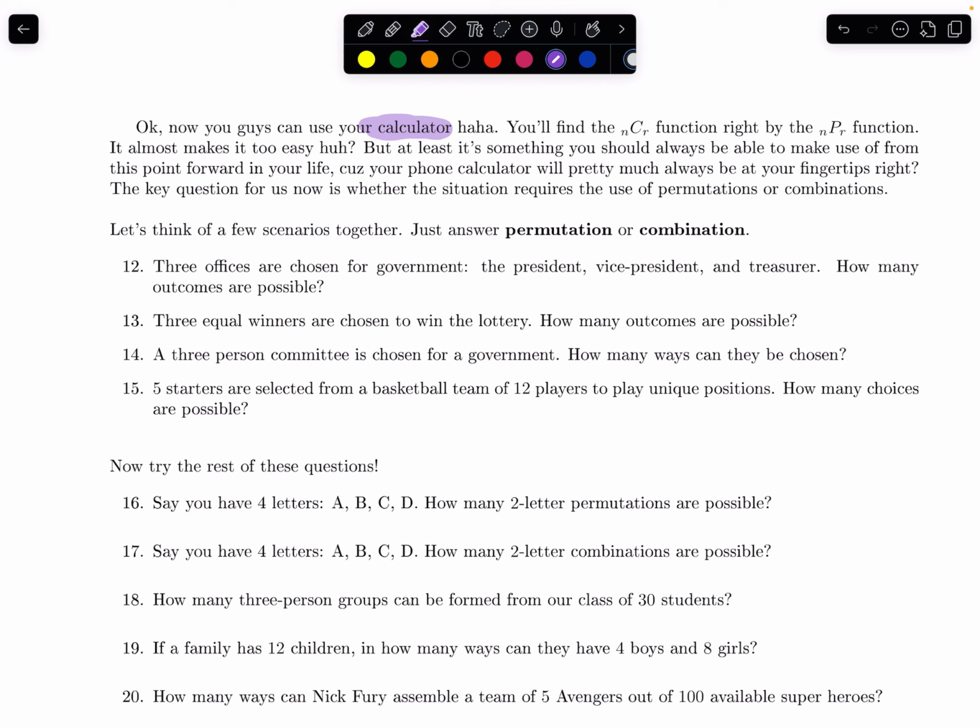Just type in lowercase n, capital C, lowercase r, parentheses, and then the bigger number followed by the smaller number. So very similar to how we did the nPr function last time, except you just change it to C. C for combination, just like P was for permutation.